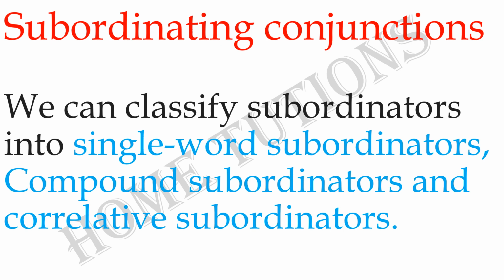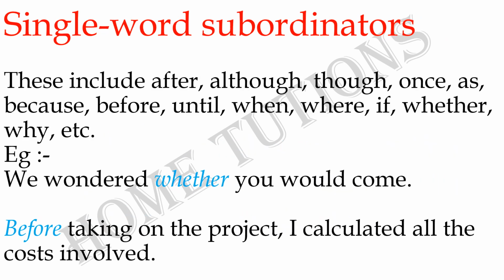Now, we can classify subordinators into single word subordinators, compound subordinators, and correlative subordinators. Single word subordinators include after, although, though, once, as, because, before, until, then, where, if, whether, why, etc. Let's take an example. We wondered whether you would come. Before taking on the project, I calculated all the costs involved.